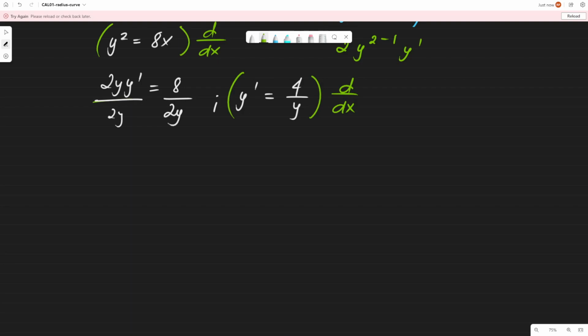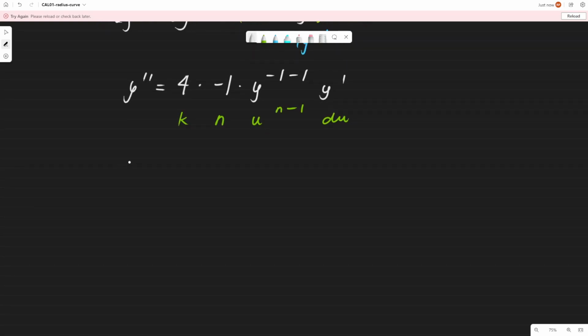So, again, implicit differentiation. So, our 4/y can be rewritten as 4y raised to negative 1. So, we have y double prime is equivalent to 4 times negative 1 times y raised to negative 1 minus 1 times y prime. Now, this is our k, this is our n, this is our u, this is our n minus 1, and this is our du. No? Ayan. No, chain rule lang yan. So, simplifying, we will have y double prime is equivalent to negative 4y raised to negative 2. Negative 1 minus 1 is negative 2. Then, we have y prime.